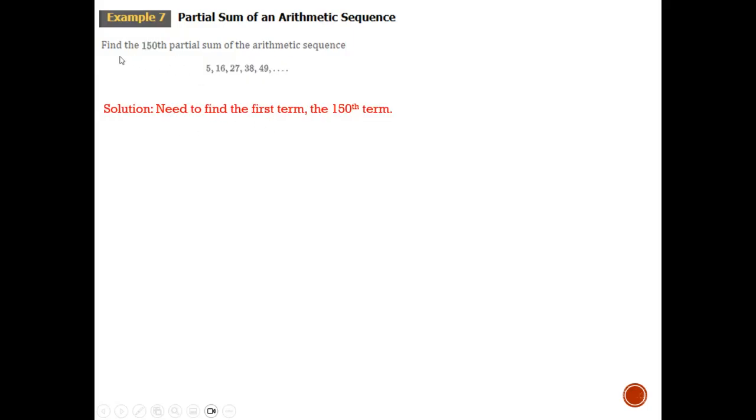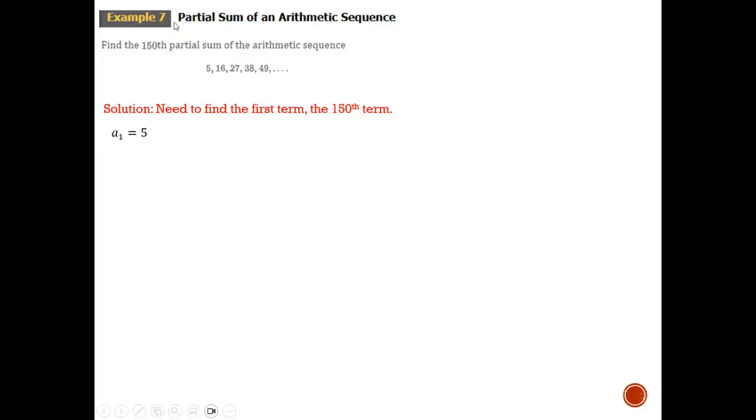We have this sequence here. We need to find the 150th partial sum. So we want the sum for the first 150 terms, right? So again, like the previous one, if I were to list out all the 150 terms and then add them, that would take too much. But if we know it's arithmetic, right, has that pattern, we have the formula.